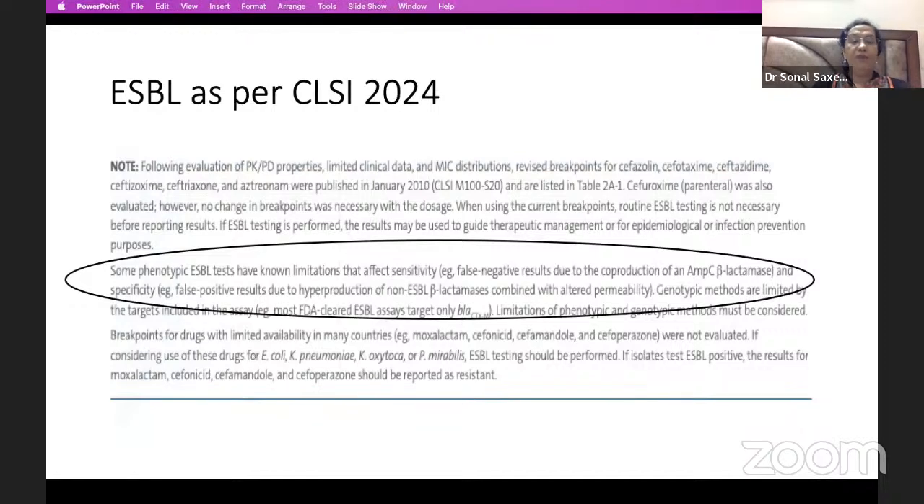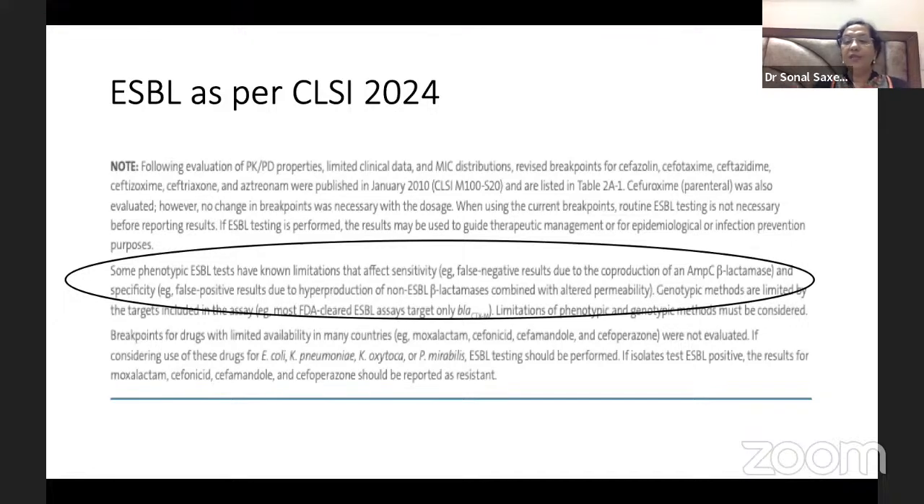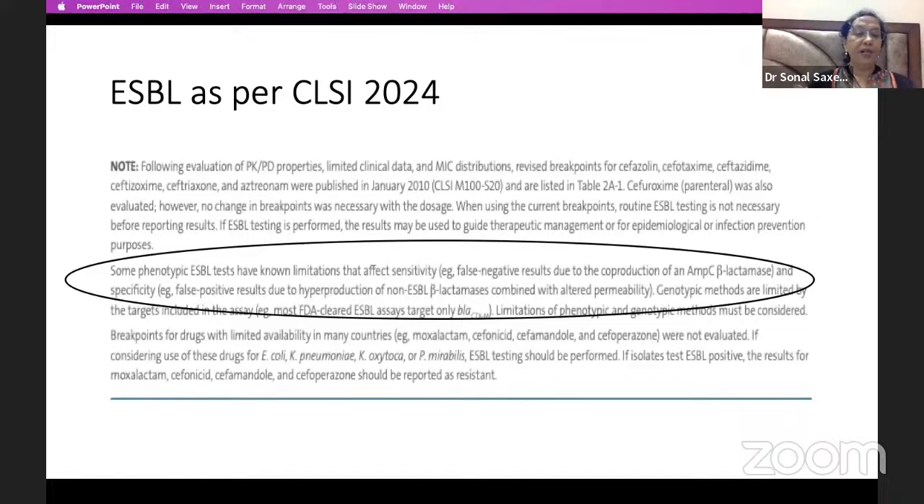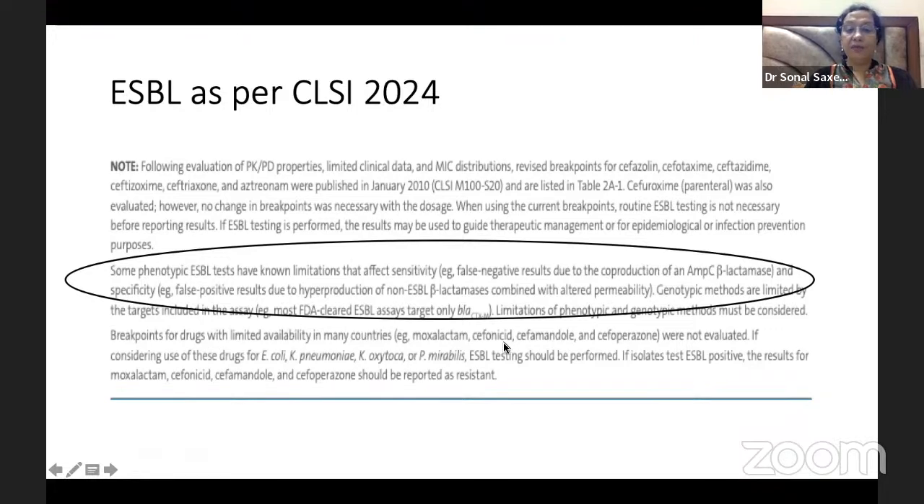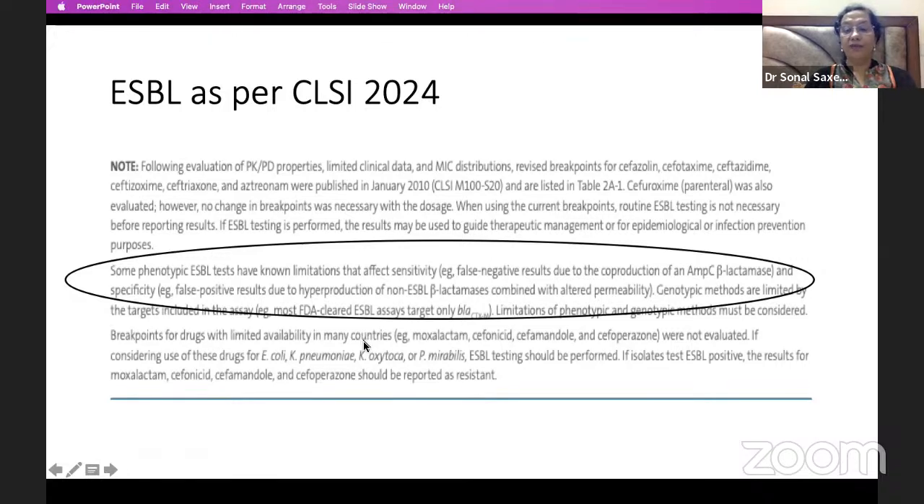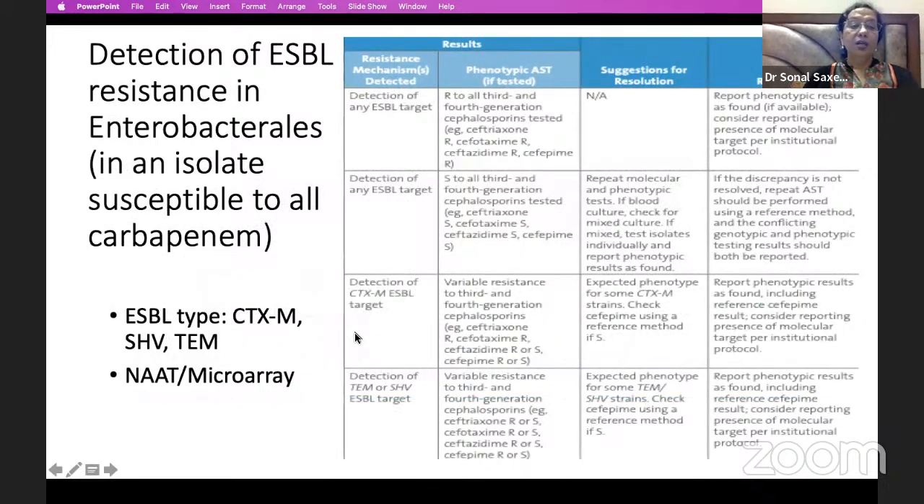Now what happens in 2024 is that something has changed. It says that some phenotypic ESBL tests have limitations which affect sensitivity. You all know this, that there will be a false negative result due to co-production of AmpC beta-lactamase, and specificity, that means there will be false positive results due to hyperproduction of non-ESBL beta-lactamases if they are combined with altered permeability. And genotypic methods are limited because not all of them are FDA cleared or not all of them are easily available for diagnostic purposes. They may be available as an RUO mode, the research use only mode.